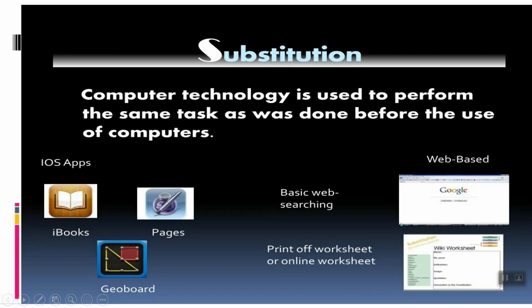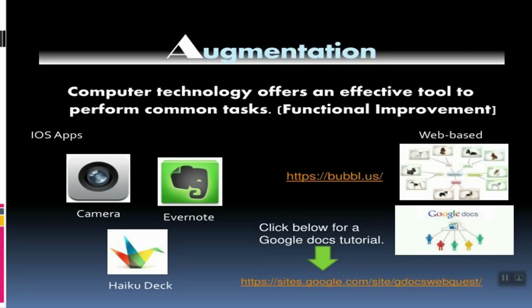So, substitution. This is where we're using it to perform the same task that was already done, but using the computers instead. So, these are some examples of some apps that you could use: iBooks, Pages, Geoboard, things like basic web searching on Google, or printing off a worksheet and putting it into an online format. It's basically the same thing, but you're doing it using technology. That's the lowest level. Then we move up to augmentation.